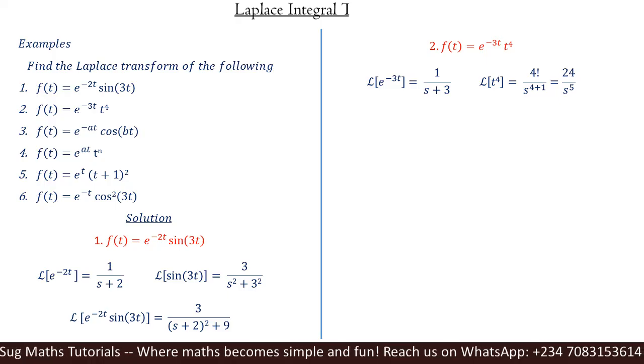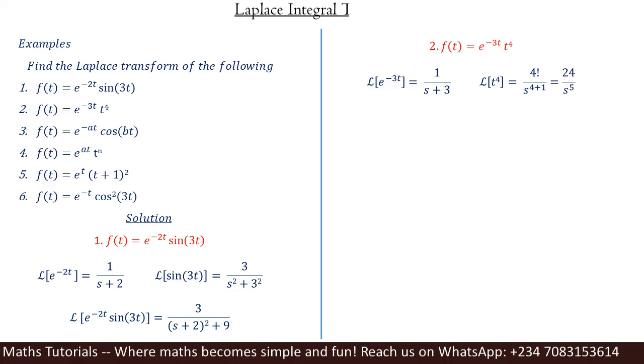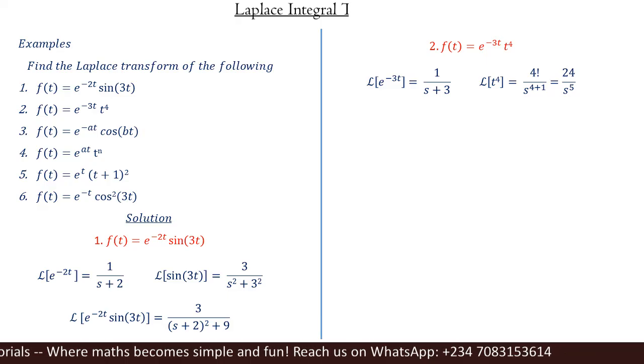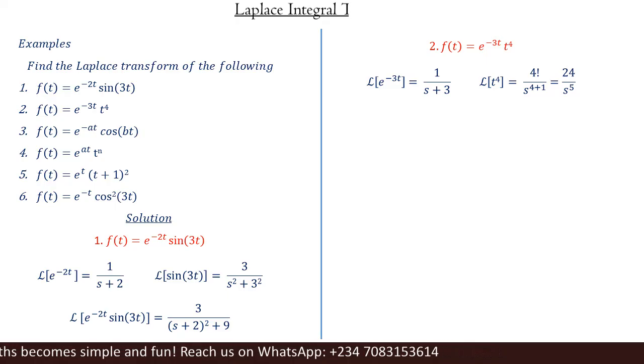Now, look at this. We found the Laplace transform of these two functions, which is the Laplace transform of e raised to the power of minus 3t and the Laplace transform of t raised to the power of 4, right? Now, in this e raised to the power of minus 3t, look at the denominator where we have s plus 3. So we are going to pick this s plus 3 and insert it into the next function anywhere we see s. Okay? Now, in the next function where we have t raised to the power of 4, which is 24 all over s raised to the power of 5.